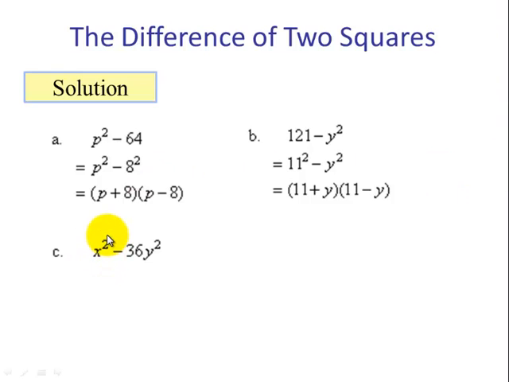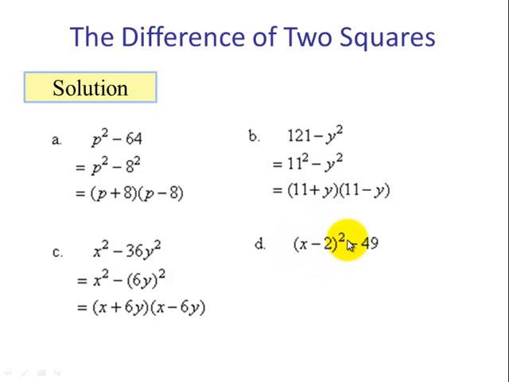C, perfect square minus perfect square. Square root of x squared is x. Square root of 36y squared is 6y. So applying our formula, this factors to x plus 6y times x minus 6y. And again, we can multiply this out to verify.